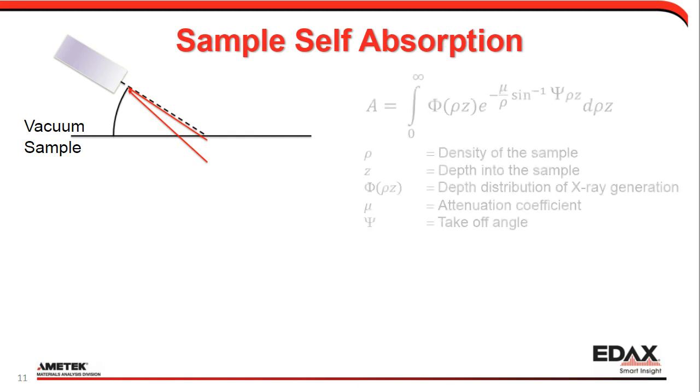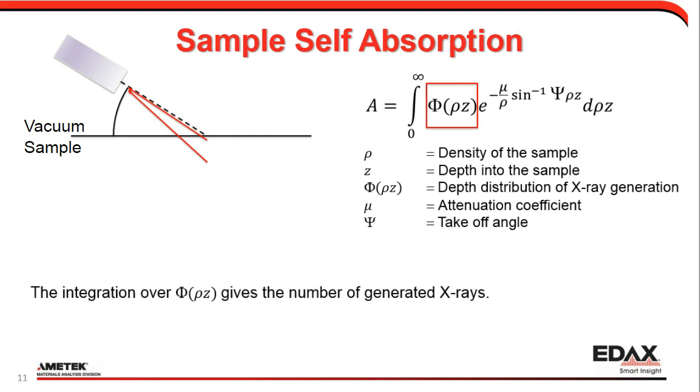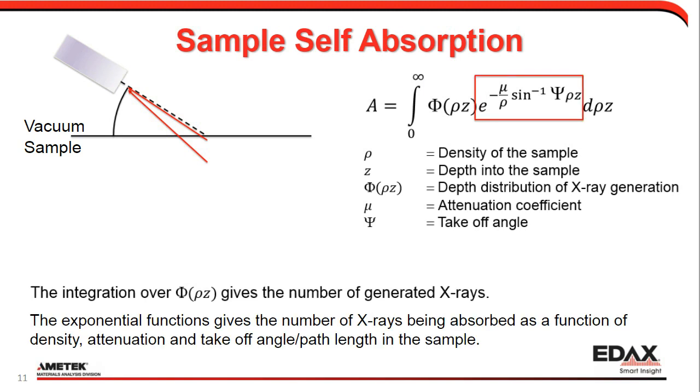We can calculate the absorption probability by knowing the density of the sample, integrating over the depth in the sample. We need to model the depth distribution of the X-ray generation, and we need to know the attenuation coefficient and the takeoff angle. We know what the working distance is, and ideally the tilt of the sample, so the takeoff angle we can calculate in order to do the math. So integrating over the phi rho z is the number of generated X-rays, and then we scale it by the exponential function, which is the probability of them being absorbed. Essentially, the absorption probability depends on the takeoff angle, or in another way to say it, the path length inside the sample.